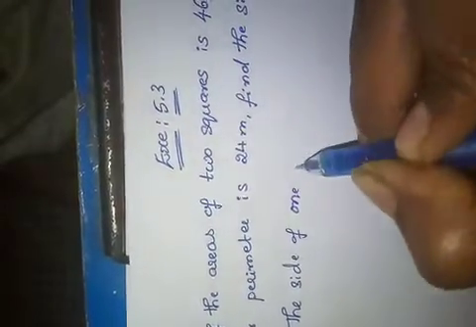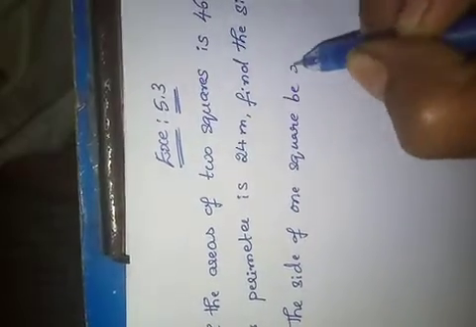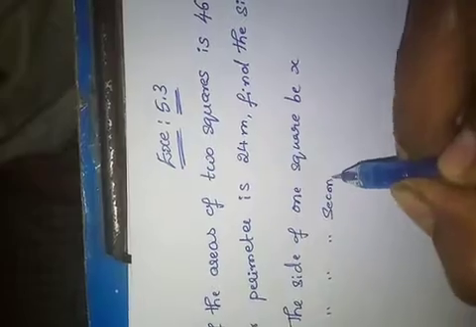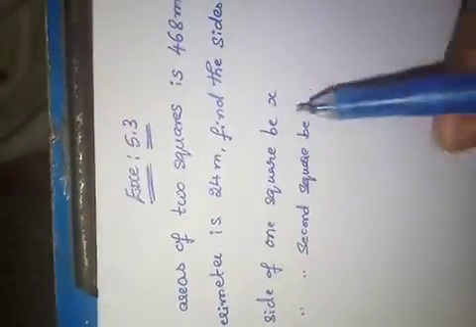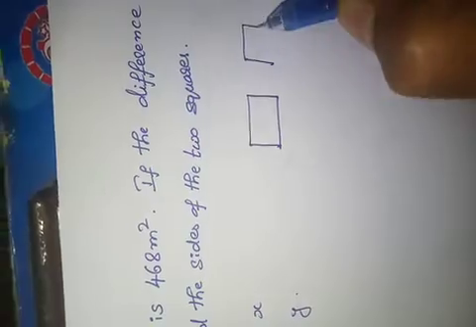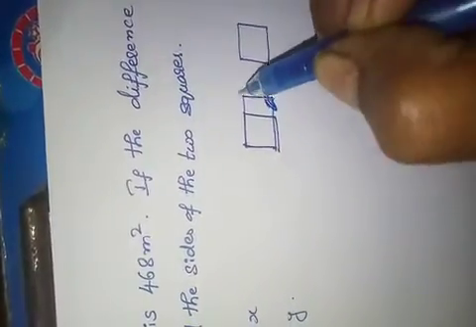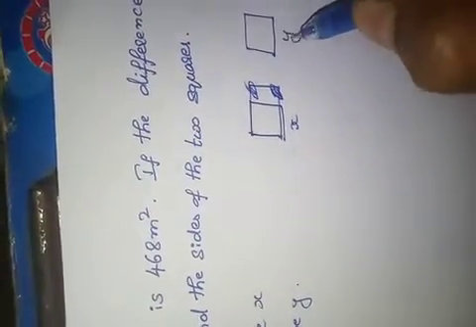Let the side of one square be x. Let the side of the second square be y. I am taking the squares, there are two squares. Two squares are there. I am taking this side as x and this side as y.